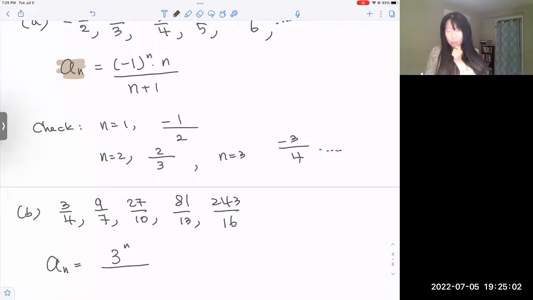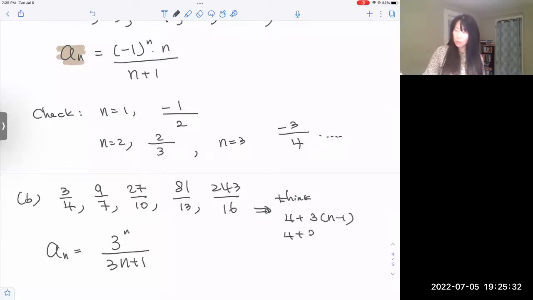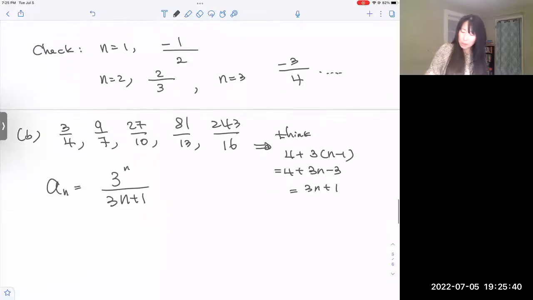Now, the denominator, it's hard to say, right? So the denominator, let us practice. Okay, so just 3n plus 1. Yeah. Very good, because this one comes from, look, the denominator, start at 4, and add 3 each time. Then we say n minus 1, so 4 plus 3n minus 3, then this will be 3n plus 1, okay, so let's check that.